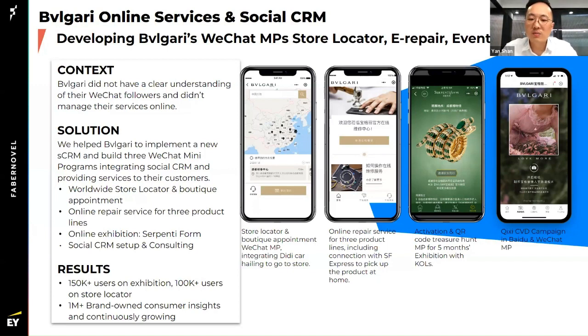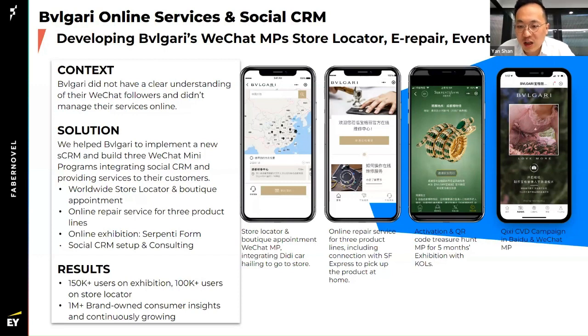Second, we helped Bulgaria build an online repair service for their 3 different product lines. And through all these builds and functions, we track consumer behavior at each stage, and we also review at what stage there can be improvement in consumer experience.